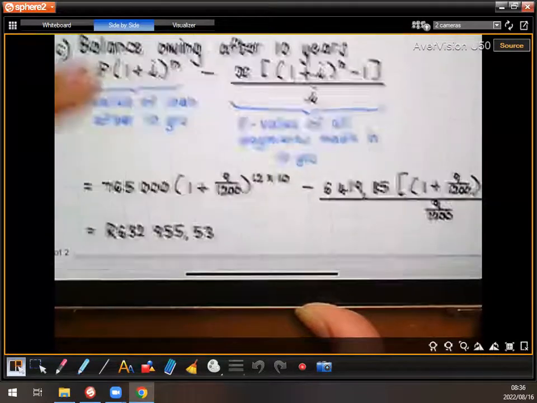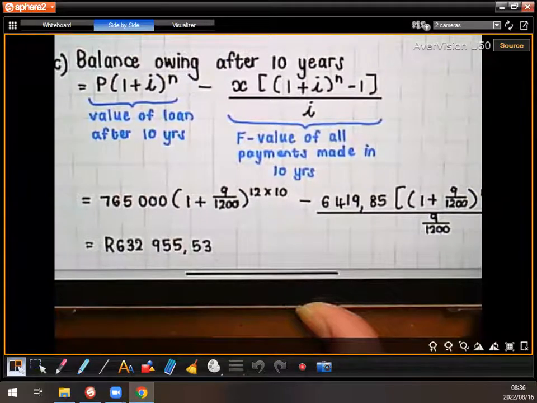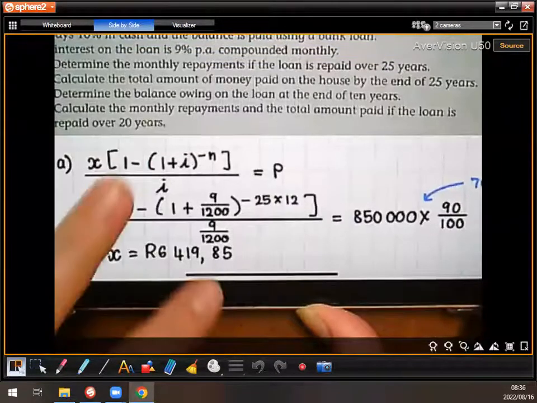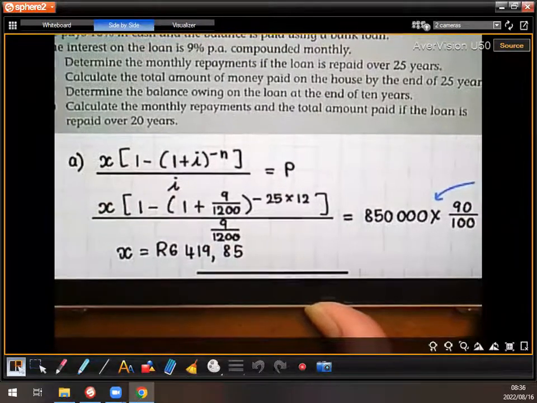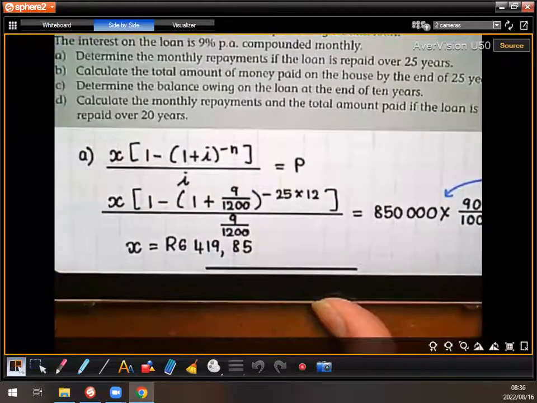All right, then the last thing, guys. Okay, guys, I want you to do D on your own quickly. I'll move up to the question. They're saying now, calculate the monthly repayments and the total amount paid if the loan is repaid over 20 years instead of 25 years. All right?